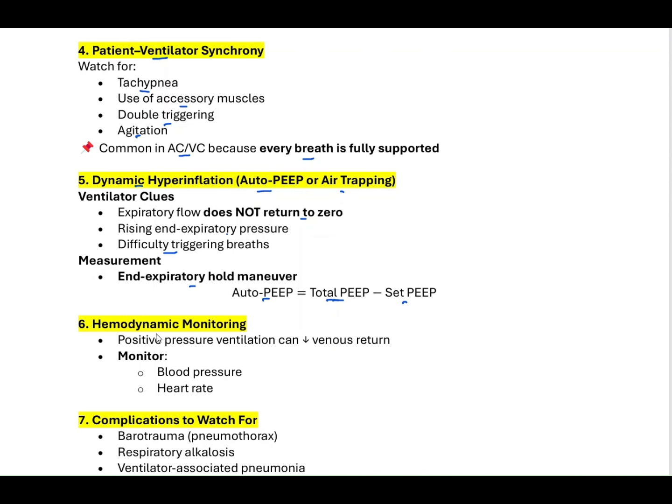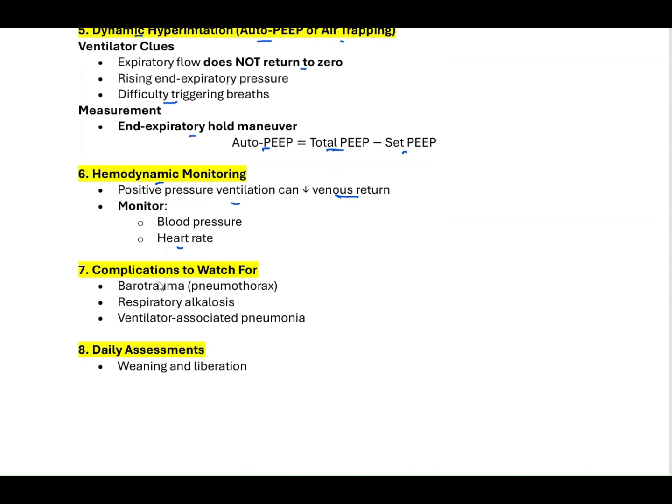And then the next thing we monitor for is hemodynamics. As we know, if you put somebody on positive pressure ventilation, that is going to increase what? Intrathoracic pressure. And if that increases the intrathoracic pressure, that will increase the right-sided heart afterload. So the afterload on the right side is going to increase, and that will decrease the venous return. That's why it's important to monitor the blood pressure and monitor the what? The heart rate.